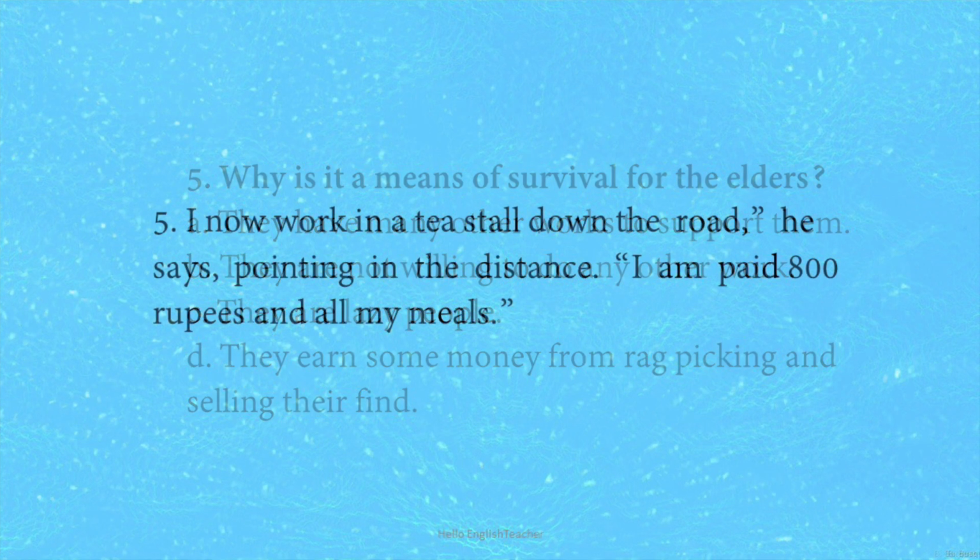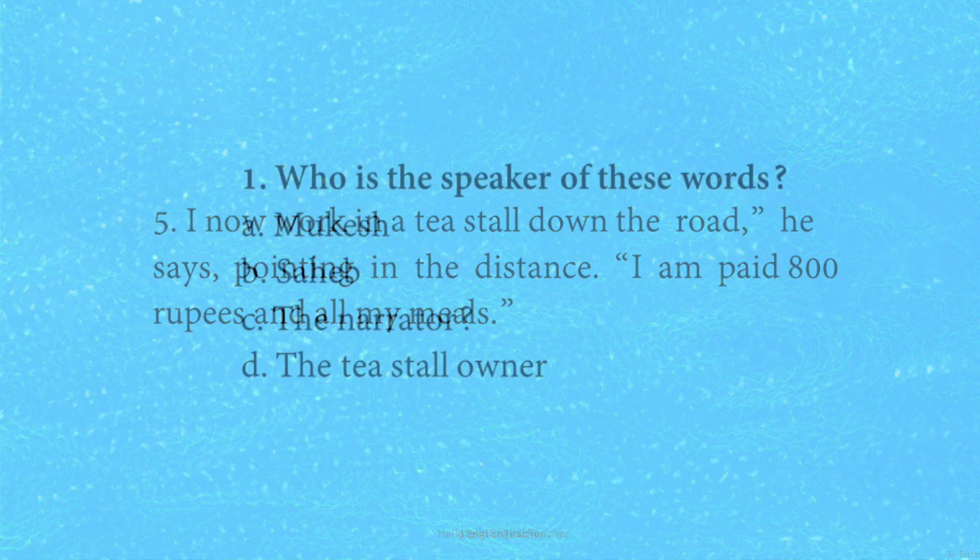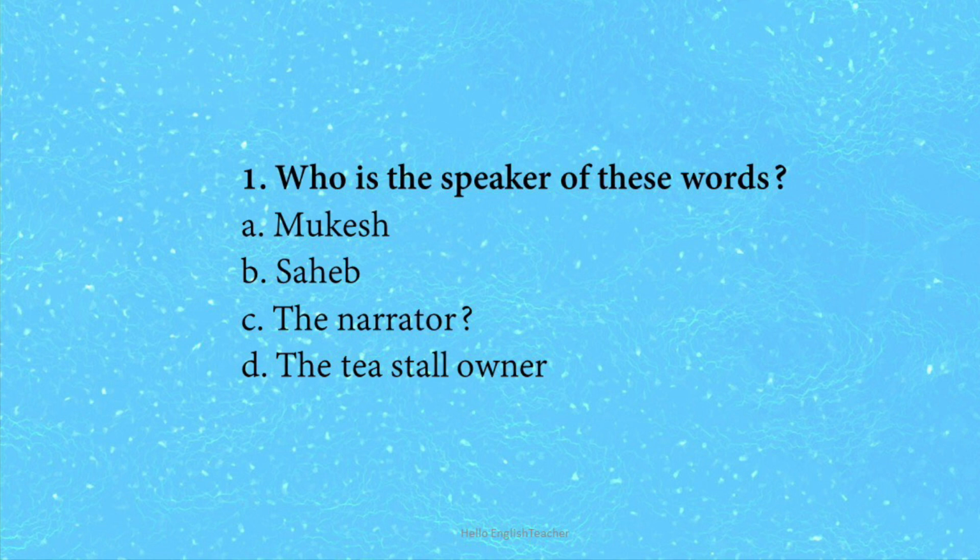So, let us look at the next extract. I now work in a tea stall down the road, he says, pointing in the distance. I am paid 800 rupees and all my meals. So, let us look at the questions from this extract. Question number 1, who is the speaker of these words? Is it Mukesh, Sahib, the narrator, or the tea stall owner? So the answer is B, Sahib.